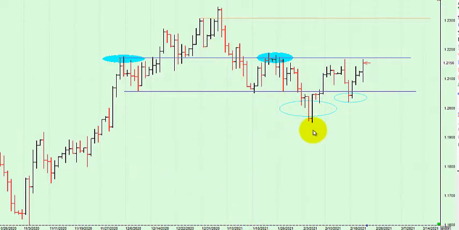So I'm going to quickly walk you through the process that I use to go from bar charts to finding a precise entry using the point and figure charts, and then using point and figure to not only get my entry, but then calculate how far or how long I could hold on to a trade. Let me walk you through this step-by-step procedure.